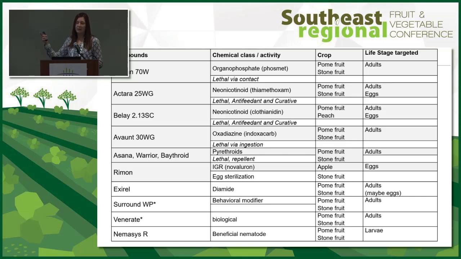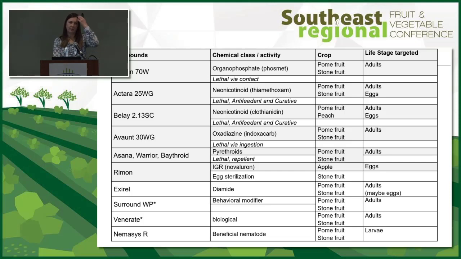So the adulticides are Imidan and Actara, but Actara is also going to get your eggs. If you have brown marmorated stink bug, Actara is a good material for that too, so you need to take into consideration late season management for that. Belay is another neonic that's going to get the adults and the eggs. And then for just the adults, you have Avant, Asana, Warrior, and Baythroid. And Rimon in apples you can use for the eggs, and I think it's labeled in most places for the eggs in peaches as well.